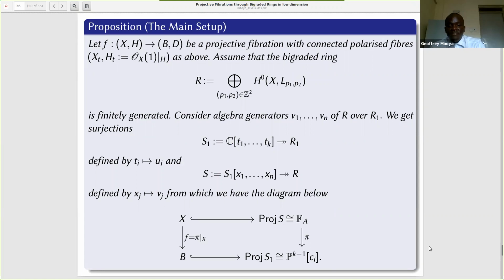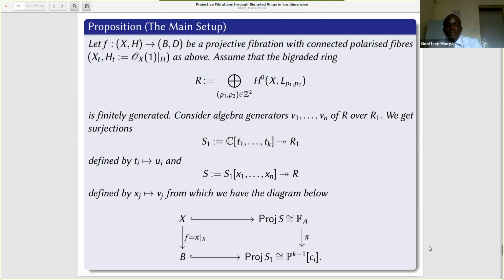So this setup is the main setup in my work. This setup explains that the fibrations X to B are embedded in scrolls, which are fibered over weighted projective spaces. This S is just the extension of the polynomial ring in T_i's by the X_j's.